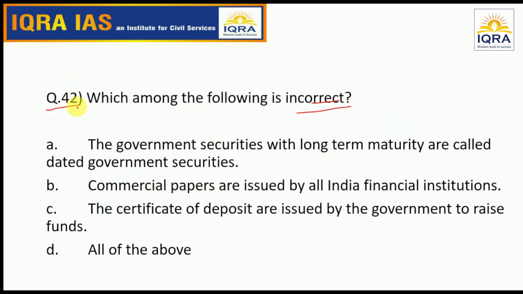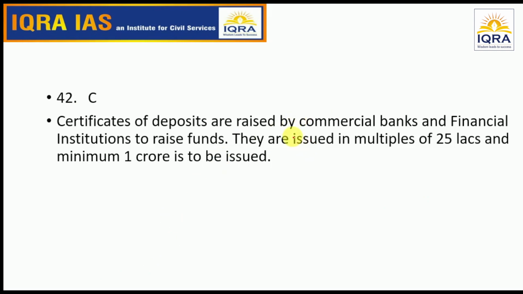Okay, question number 42. Which among the following is incorrect? The government securities with long-term maturity are called dated government securities. Yes. Commercial papers are issued by AIFIs. Yes. The certificates of deposit are issued by government to raise funds. No. All of the above. So these certificates of deposit are raised by commercial banks, not by government. Okay. So that was the incorrect part.